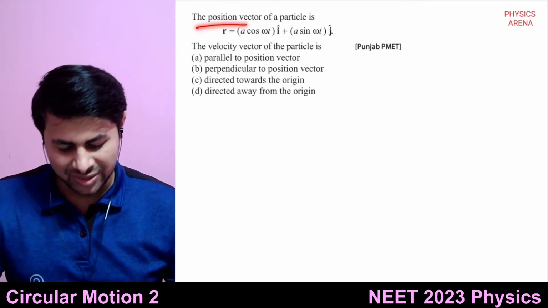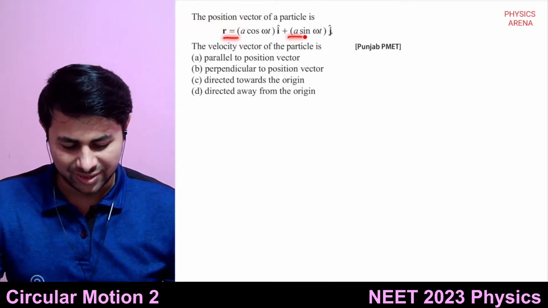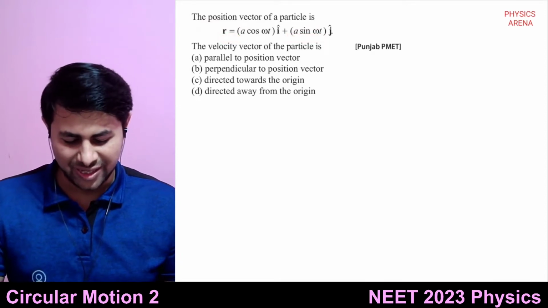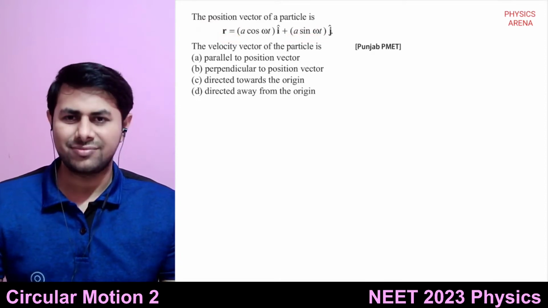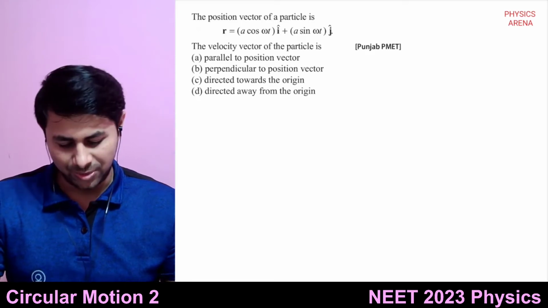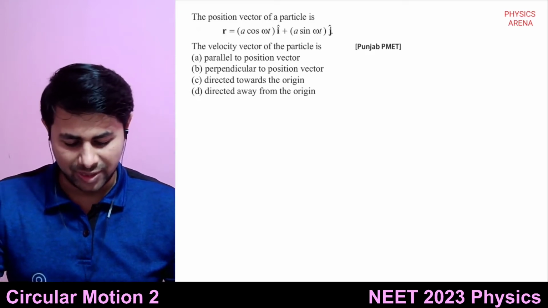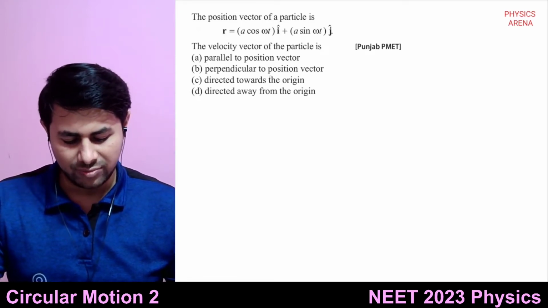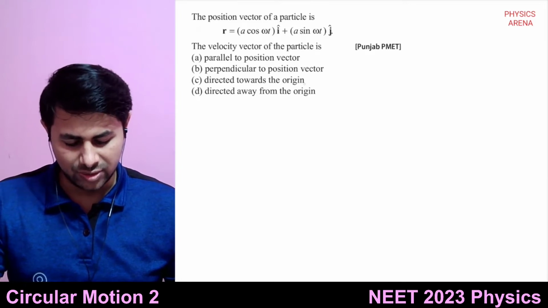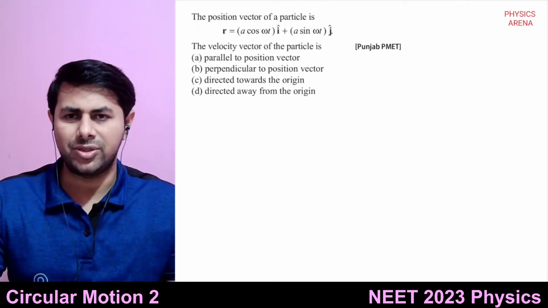So see this question. The position vector of a particle is given by this thing. Okay, and tell me the answer. Options: the velocity vector of the particle is parallel to position vector, perpendicular to position vector, directed towards the origin, directed away from the origin.